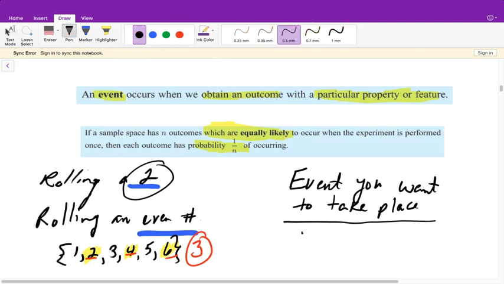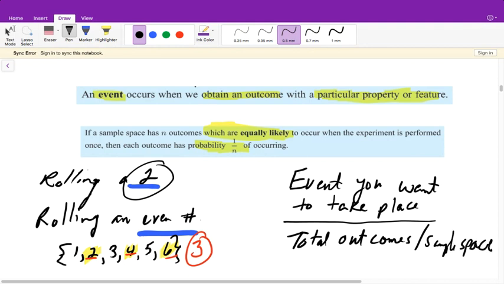And then the total outcomes, or sample space, will go in our denominator. And we're looking at the total number, let me add this. This is our total number of outcomes, or the total number of sample space. And that's the way that you figure out your probability, because what it's saying is: what is the likelihood of what we want to happen out of anything that can happen in general.